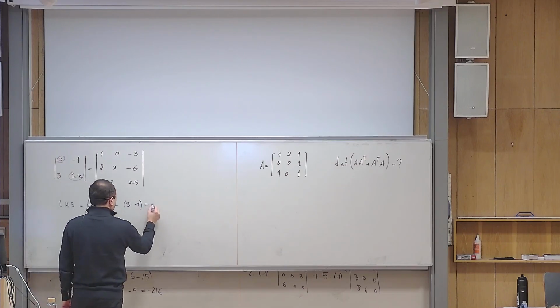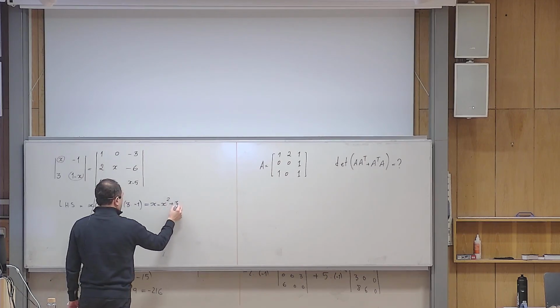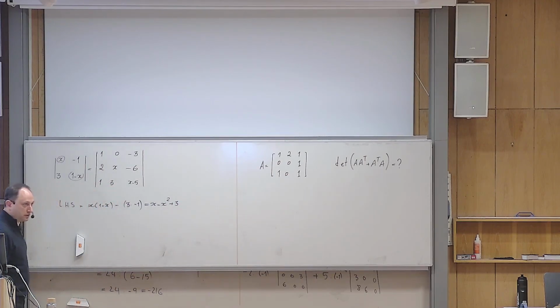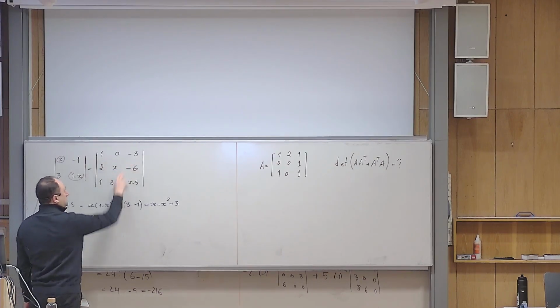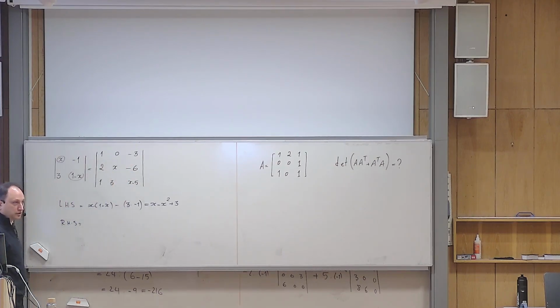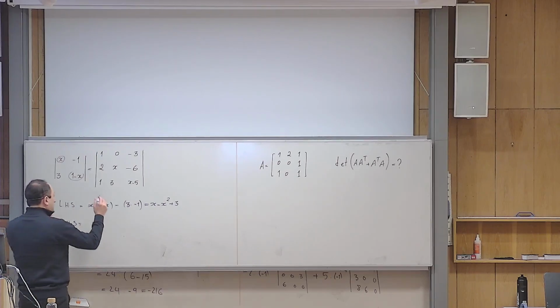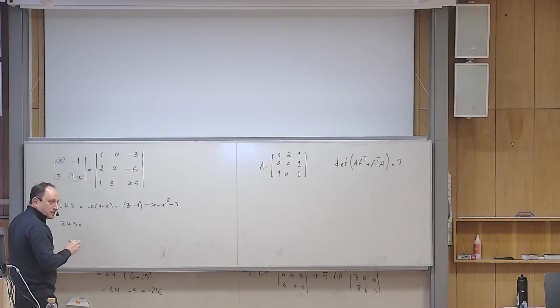Let's just expand that a little bit. This becomes x minus x squared, positive 3. So that's the answer to the left side. And for the right side, you have to work a little bit harder. So the right side, and hopefully you agree with me, the first row is very natural here to start with as usual. So what I do, by the way, I do it quicker in this way.